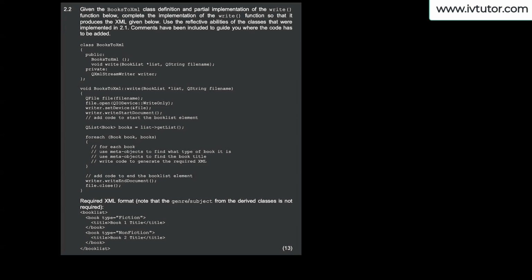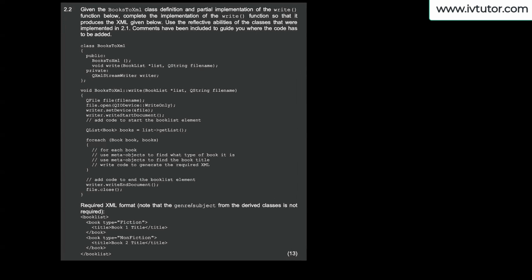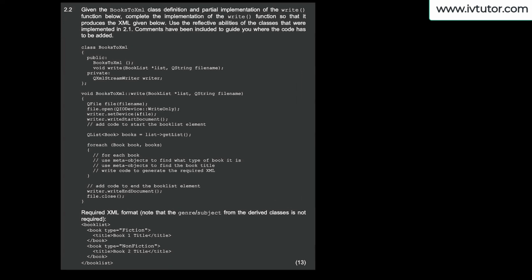Just try to make it a bit larger. Okay, so given the BooksToXML class definition and partial implementation of the write function below, complete the implementation of the write function so that it produces the XML given below. Use reflective abilities of the classes that were implemented in 2.1. Comments have been included to guide you where the code has been added.